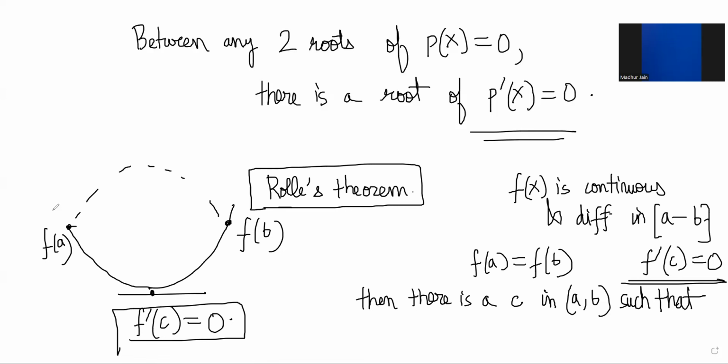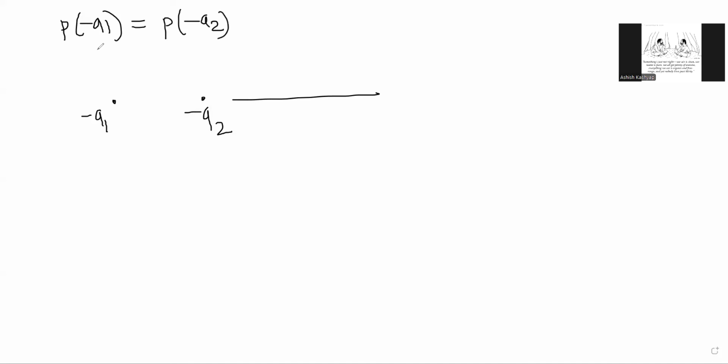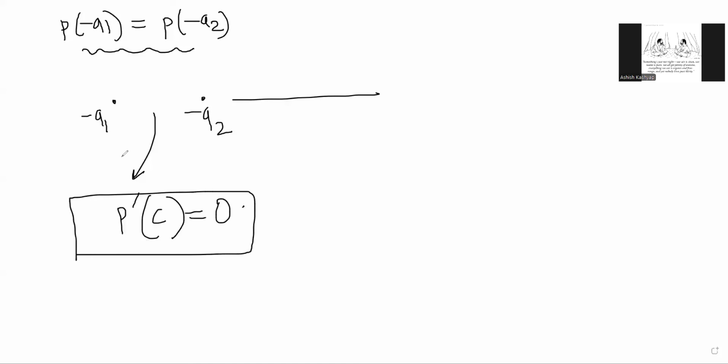Right, sir. So in this case, we already know that the p of x function is becoming zero at these points, minus a1, minus a2. So we can say p of minus a1 is equal to p of minus a2 and apply Rolle's theorem on the p of x function. We can say that there will be a point in the middle somewhere where p dash of c will be equal to zero, right? Because at these endpoints, p of x is zero. So between any two roots of the original p of x polynomial, there is a new root for the derivative. I hope that is clear.